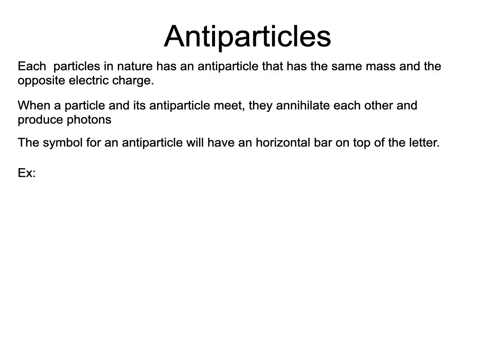For example, the symbol for a proton is this. Recalling that the upper script 1 means that the proton has only one nucleon, and the lower script 1 indicates that the electric charge of this particle is 1 elementary charge. The antiproton has the same mass as the proton, so the upper script is still 1, but its charge is minus 1 elementary charge. Notice the horizontal bar above the letter P.